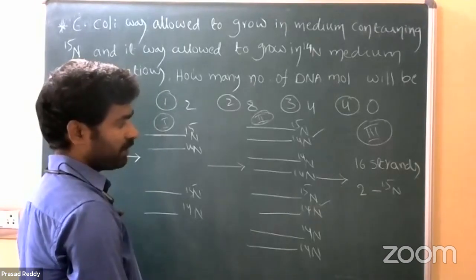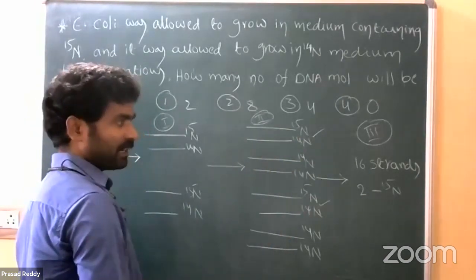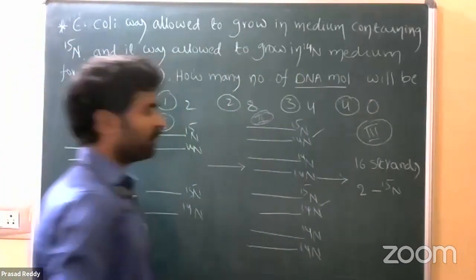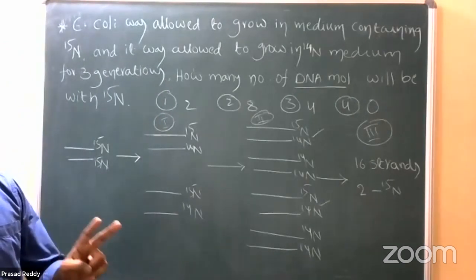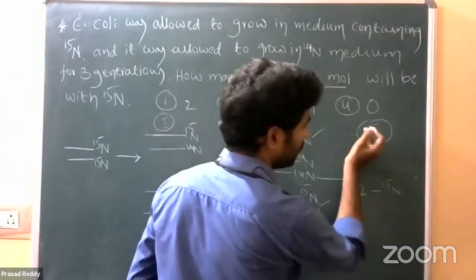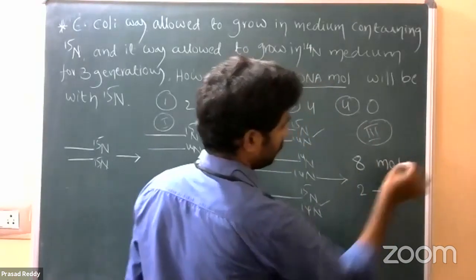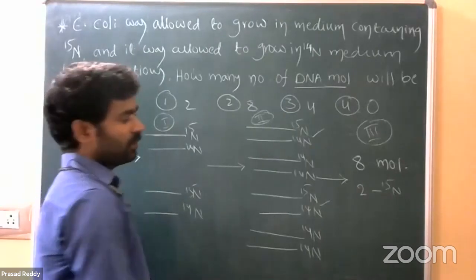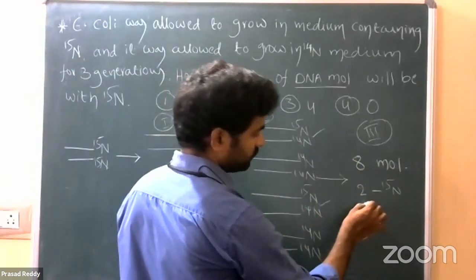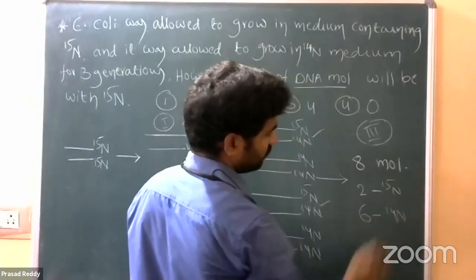Right? Only 2 DNA molecules have N15 strands. They're asking about DNA molecules, not strands. So how many DNA molecules have N15? Only 2 DNA molecules in 8 DNA molecules. Better to take molecules only. In those 8 DNA molecules, 2 DNA molecules have N15. So the remaining 6 DNA molecules have N14.